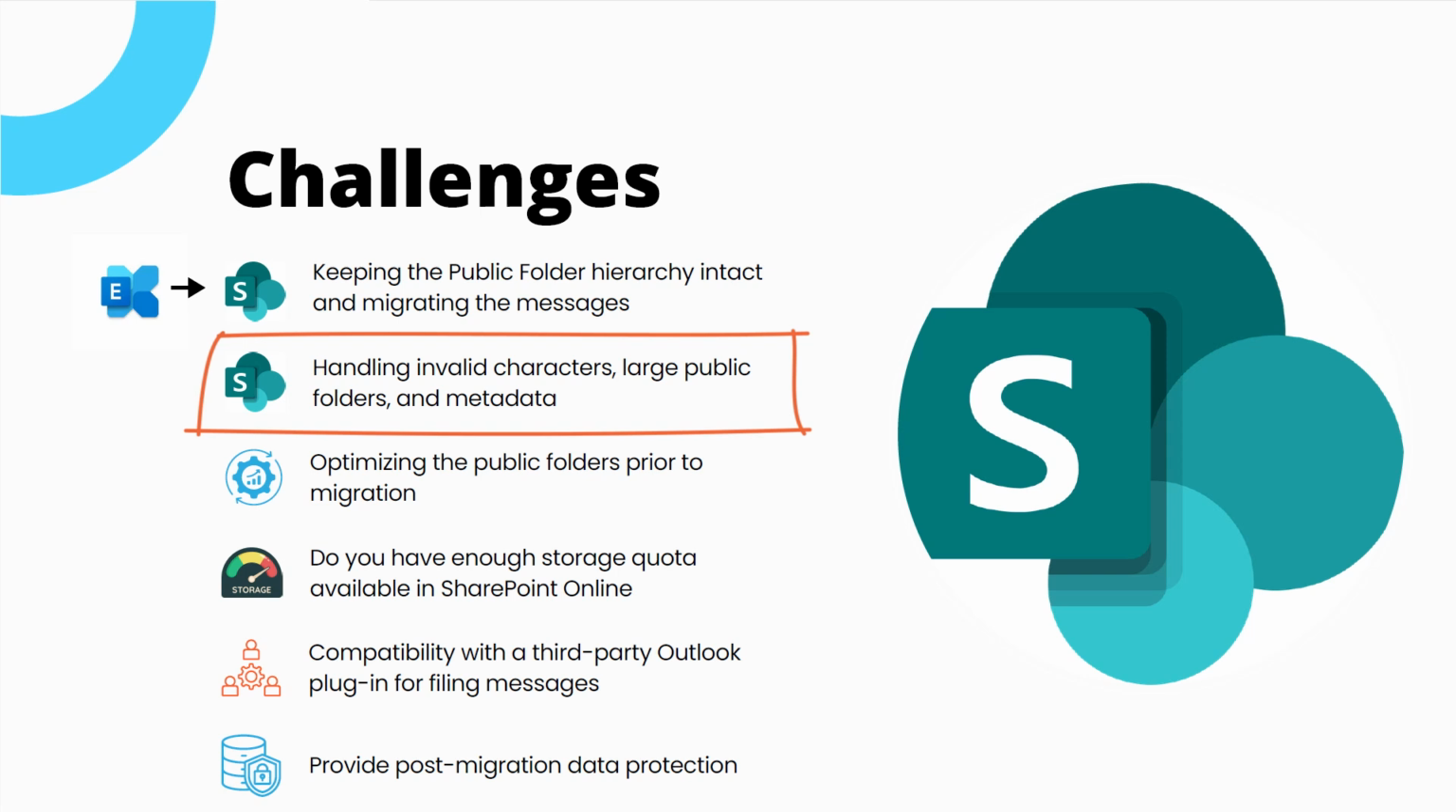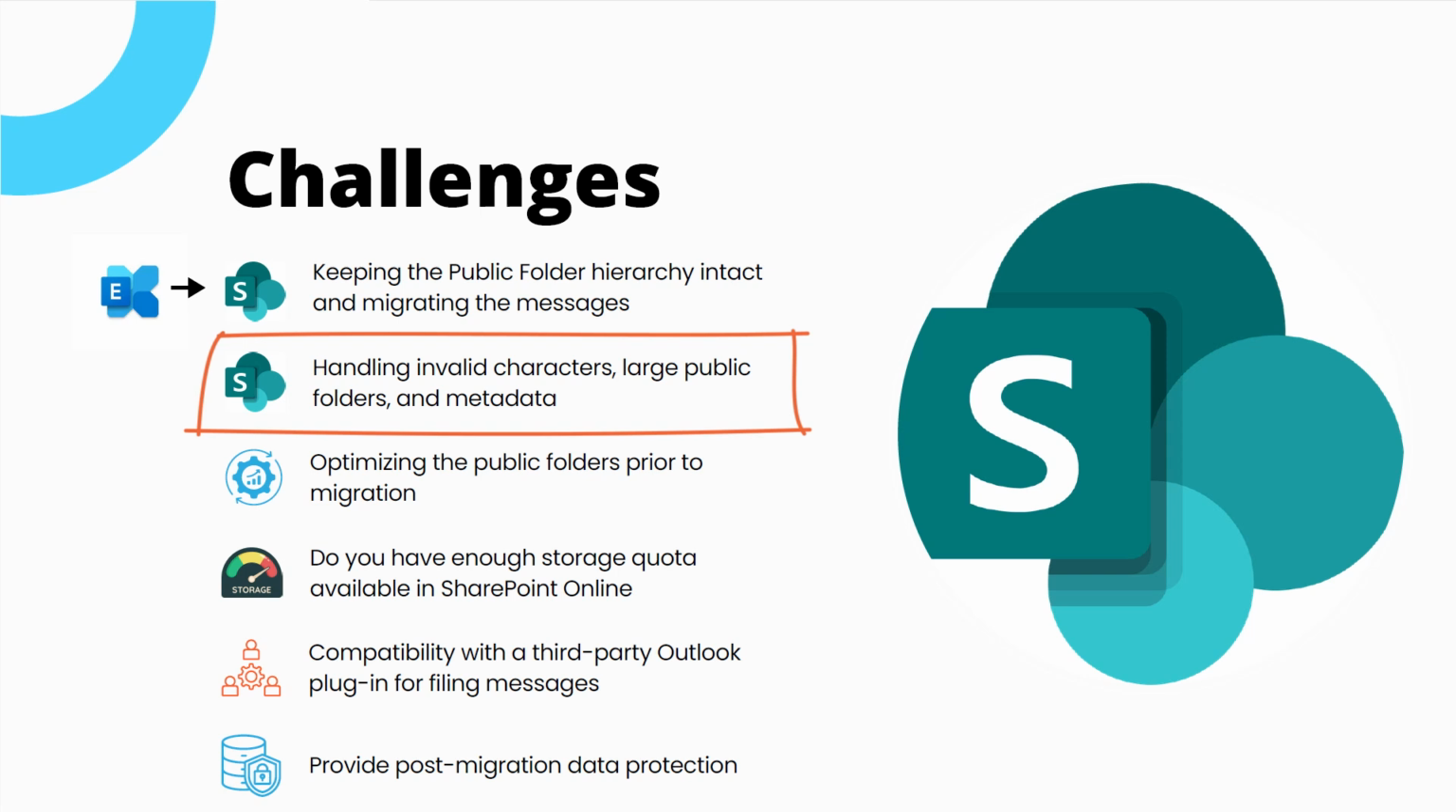Then you can also have the issue of large public folders. So public folders that are okay in Exchange Online, but are not okay in SharePoint Online. How do you deal with those? Can you migrate data in that folder in an acceptable way so that the content's still there and still visible to the end user while satisfying SharePoint's requirements?